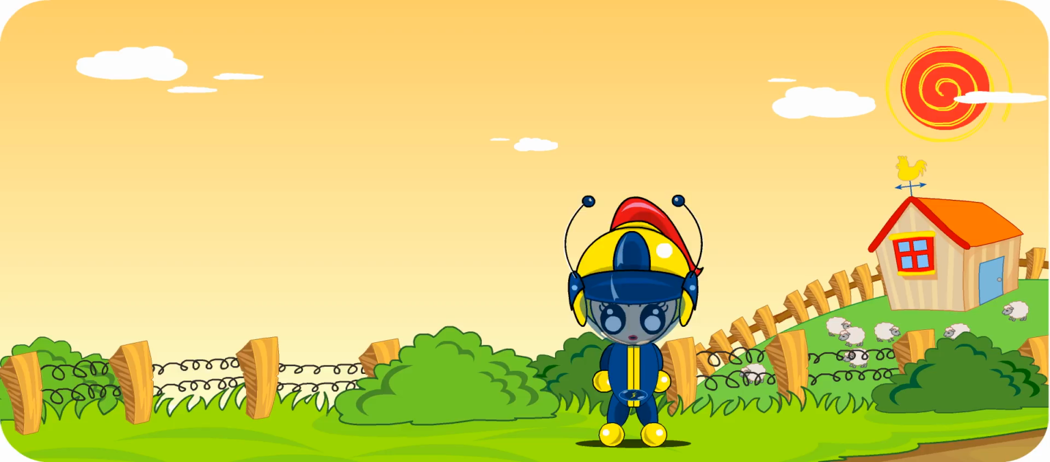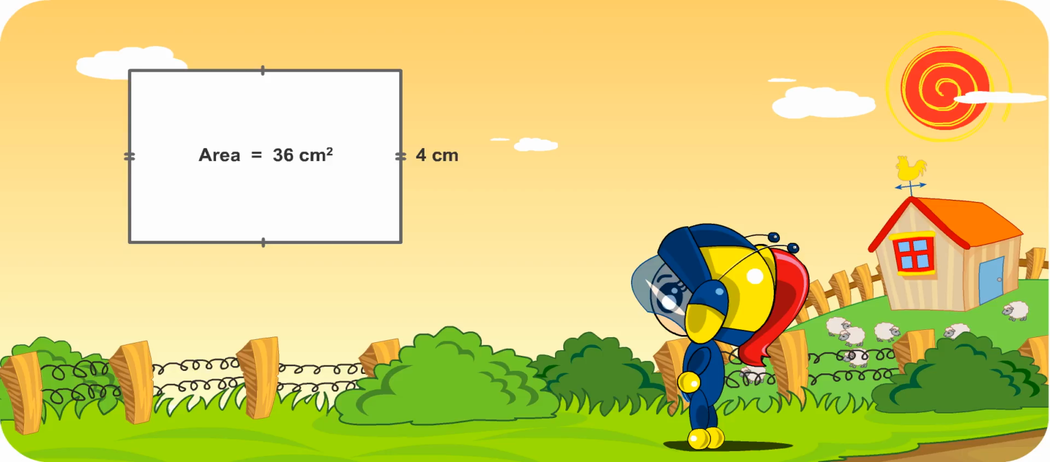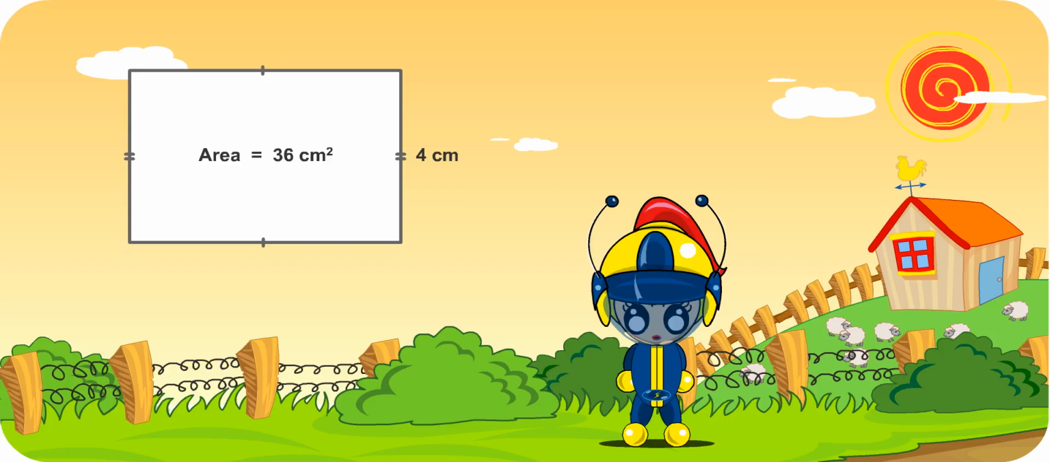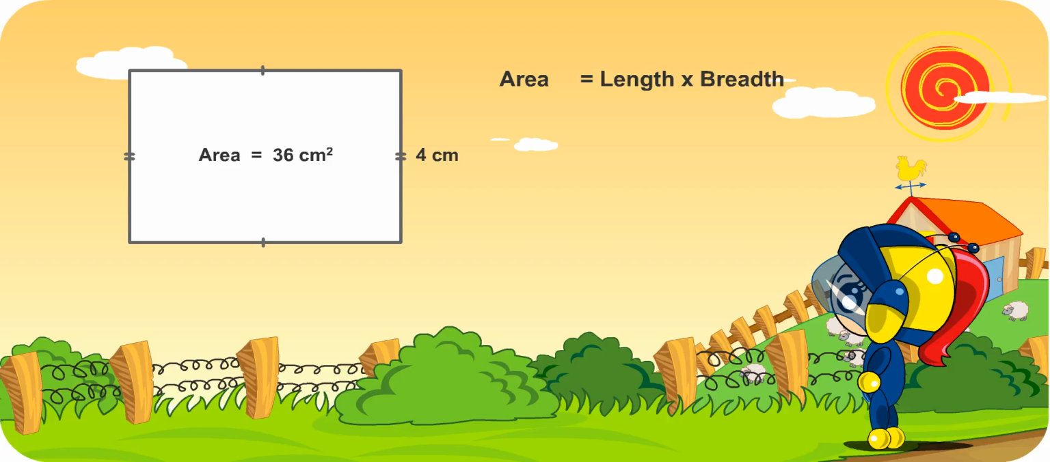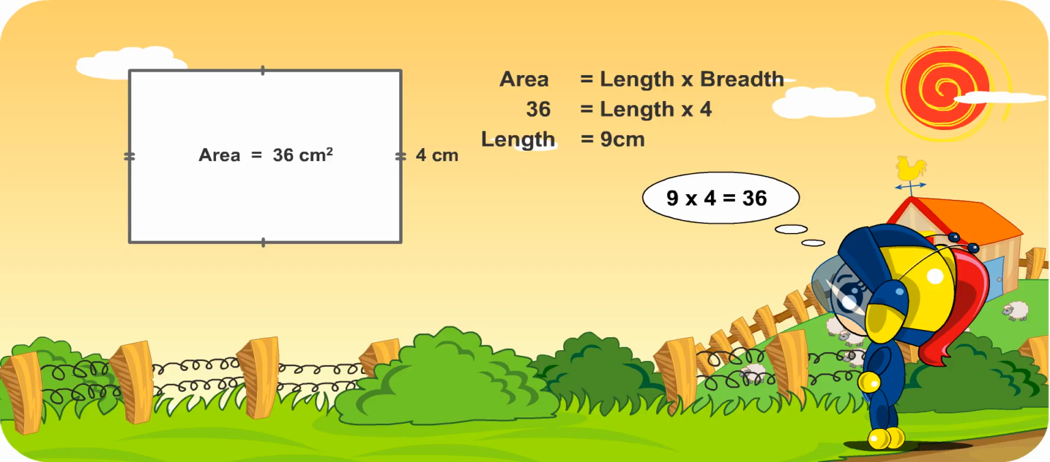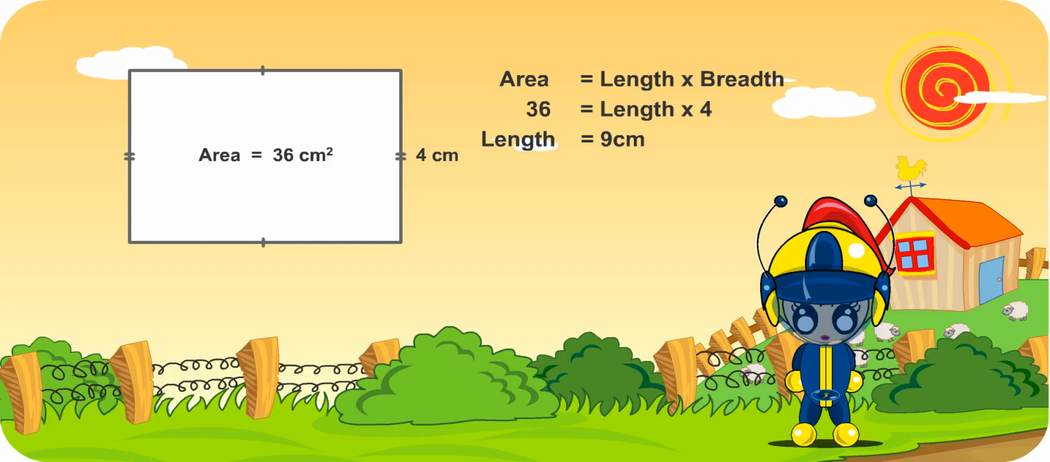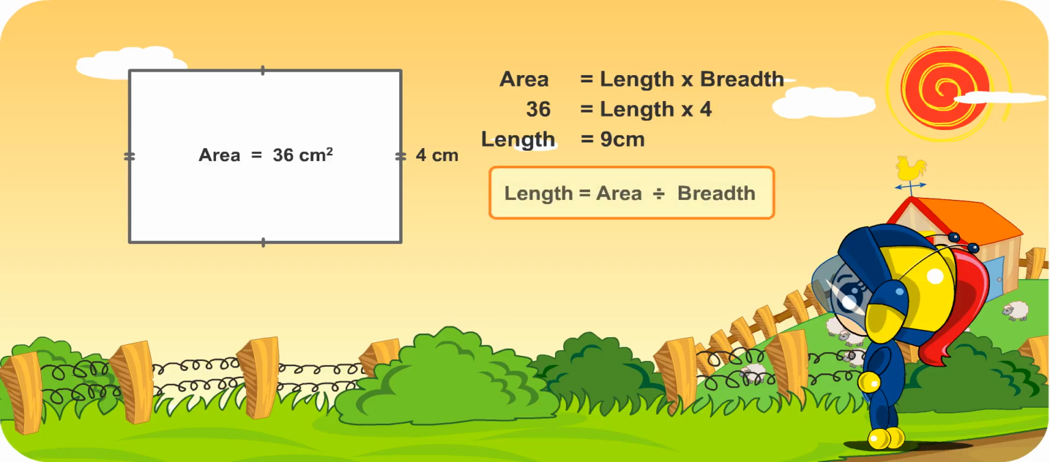Turbo Girl, what can we find if we are given the area and breadth of a rectangle? Let me think of something related to the area and breadth. Is its length? Good answer. Tell me, how did you come to think of that, Turbo Girl? Since area equals length times breadth, if area and breadth are given, we can find length. For example, if the area is 36 square centimeters and its breadth is 4 centimeters, we know that 9 times 4 equals 36. Therefore, its length is 9 centimeters. Well done, Turbo Girl. From here, we can conclude that length equals area divided by breadth.